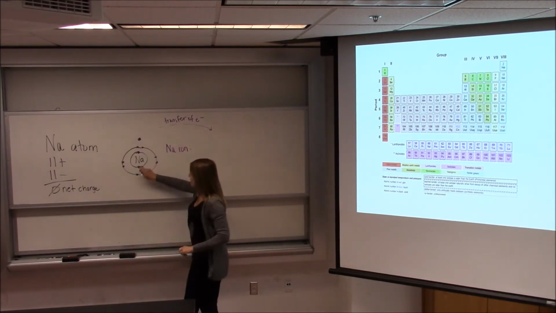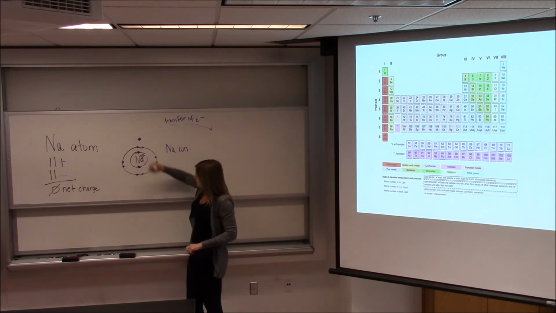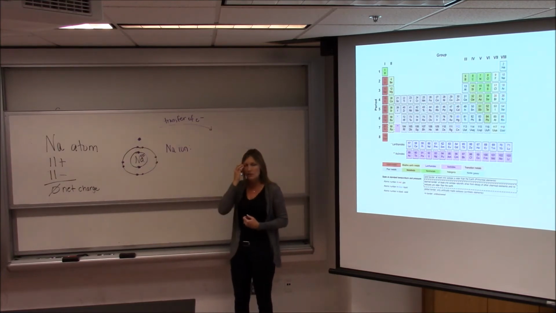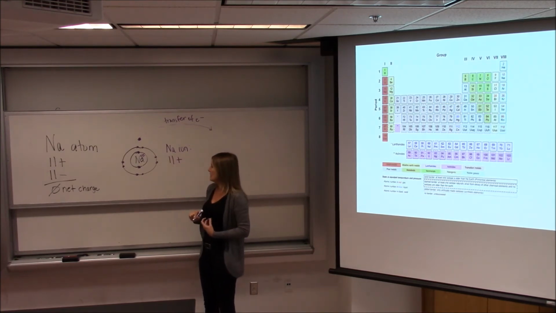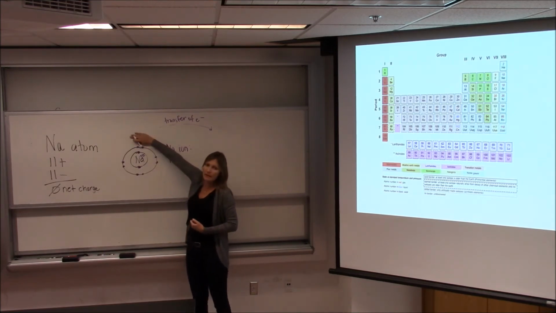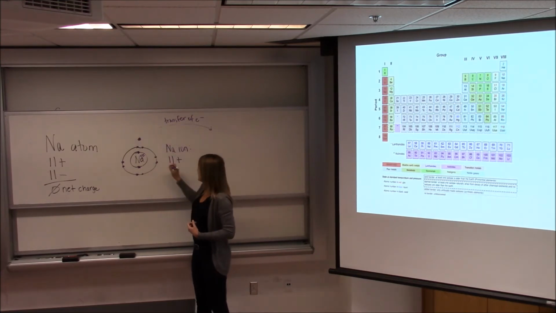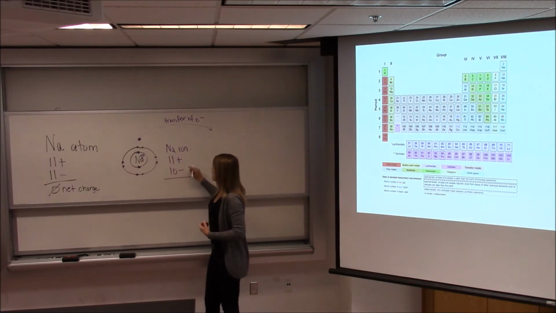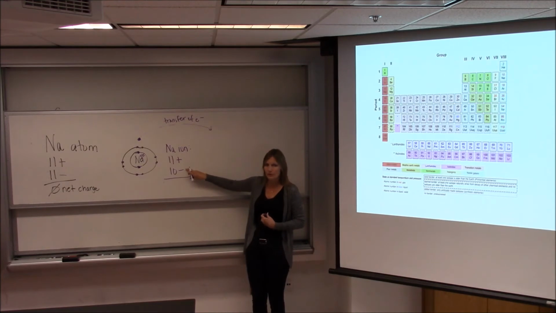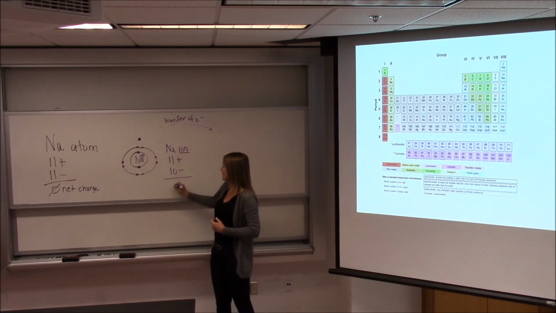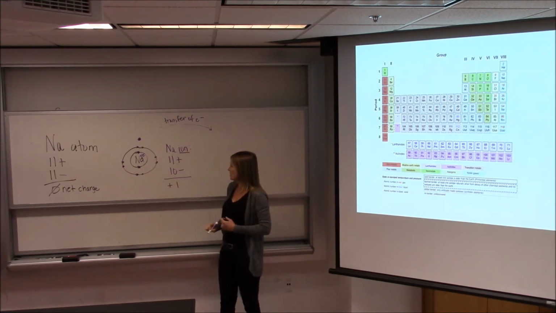The sodium ion, it's still going to have 11 protons in its nucleus. Remember, I said the number of protons cannot change in an atom. So it still has 11 protons, or positively charged subatomic particles. How many electrons does it have now? It gave this one away. So now it has 10 electrons. Now, positive charges and negative charges are no longer equal. And this ion has a net charge, and that's the reason it's called an ion. It has a +1 charge.